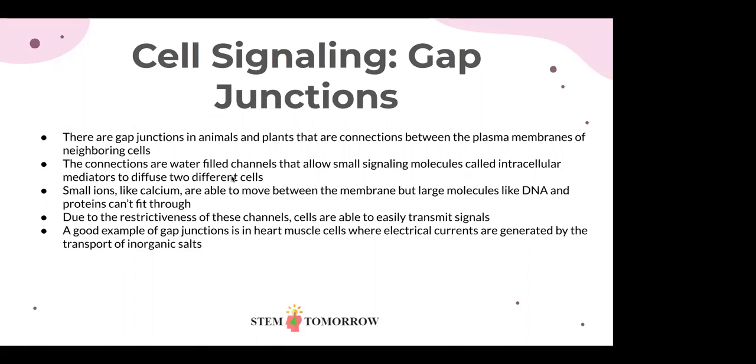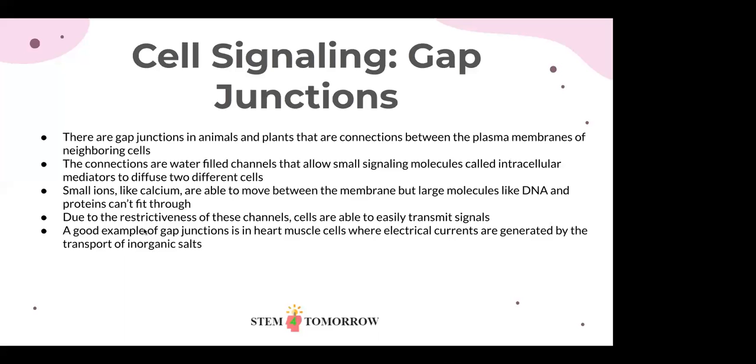In the plasma membrane, there are channels filled with water that allow ions of different elements to flow between two cells, which requires no energy or not a lot of movement anyway. Like I was saying, small ions like calcium are able to move between the membranes, but it blocks out larger molecules like DNA and proteins that can't fit through. I like to think of it like a mesh that only lets small particles through and keeps the largest ones back. Due to the restrictiveness of these channels, cells are able to easily transmit signals.